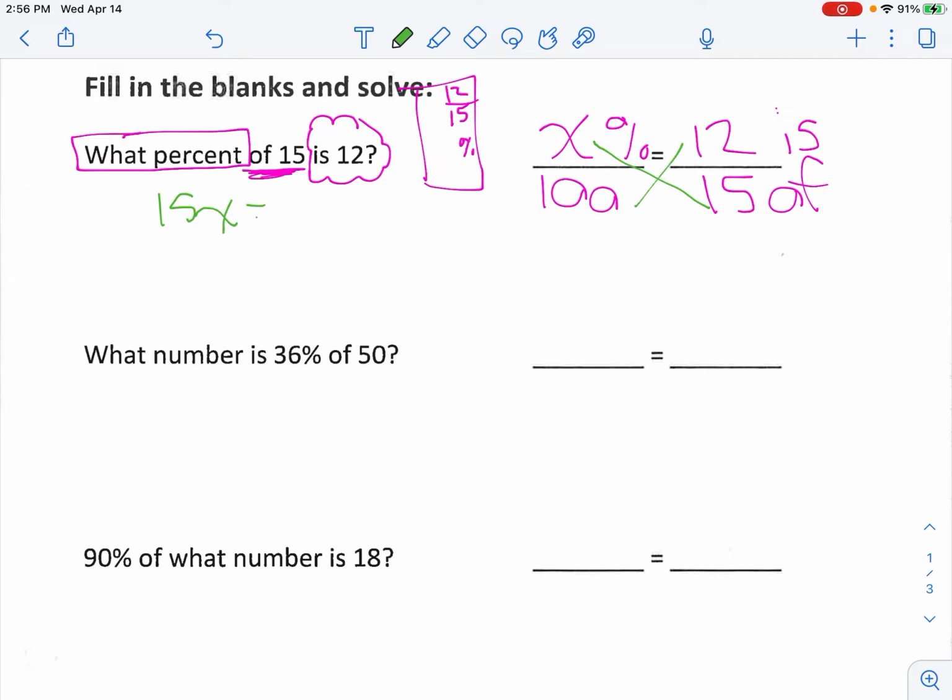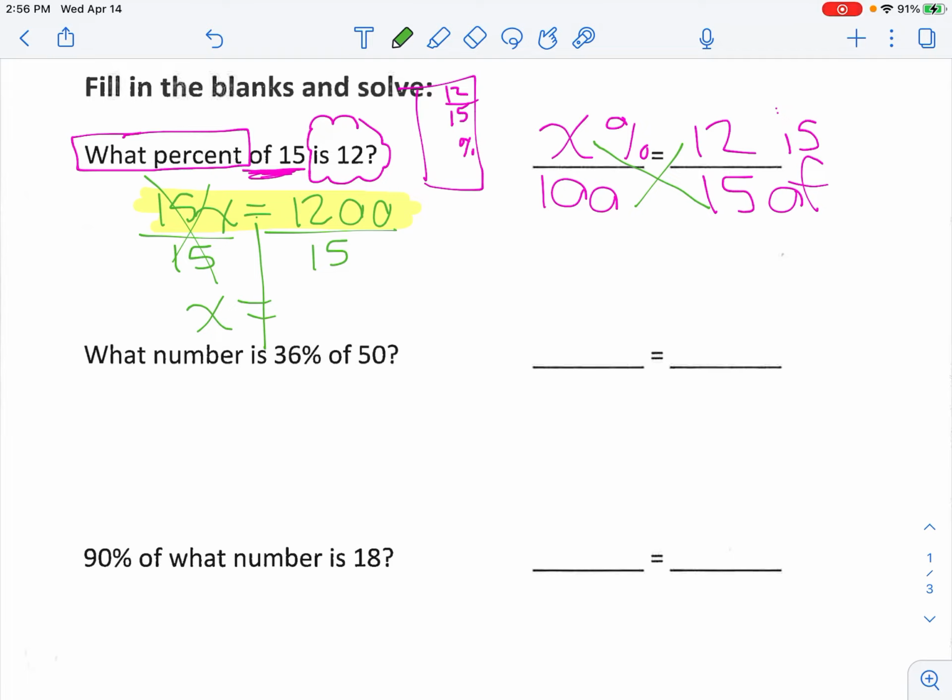and 12 times 100. So now we're going to have a one-step equation to solve. So our one-step equation is 15 times what equals 1200. We're going to go back to solving equations just like we did a few months ago. We're going to draw the mirror. We're going to divide both sides by the coefficient. The coefficient is that number attached to x. On the left side, 15 divided by 15 is 1, so that cancels down to x.